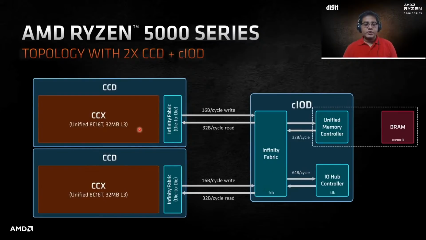Coming back, you can see how the CCDs are interconnected with the cIOD using Infinity Fabric, which is AMD's interconnect technology, which is very fast and tied with DDR4 RAM frequency. And then the cIOD communicates with the RAM. So that's how your entire communication happens within the processor and the memory.